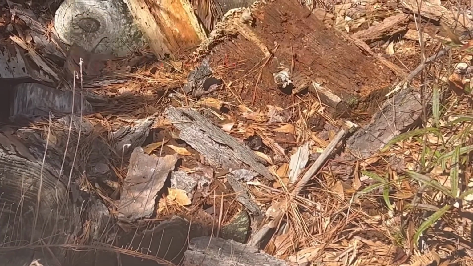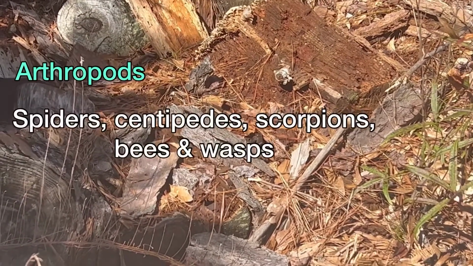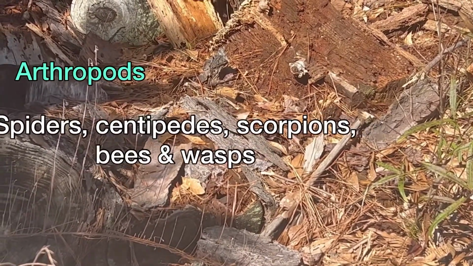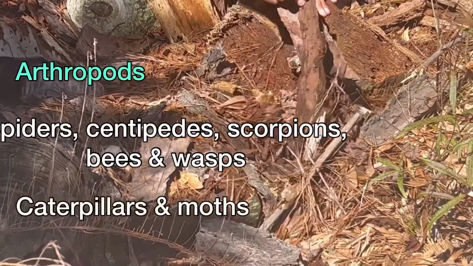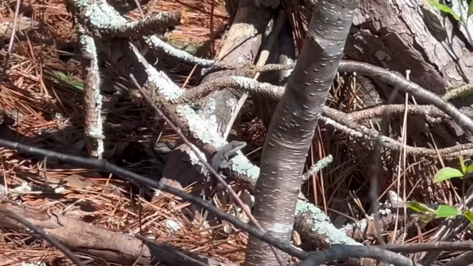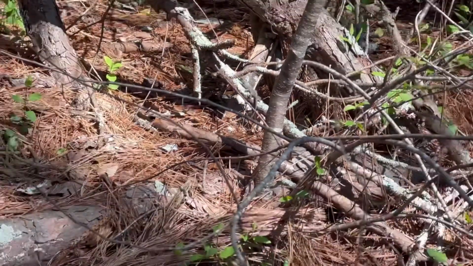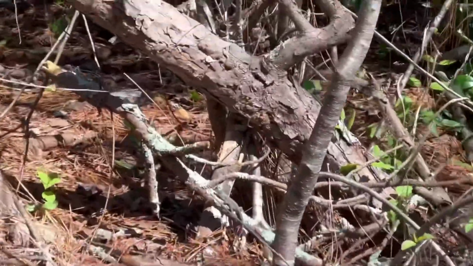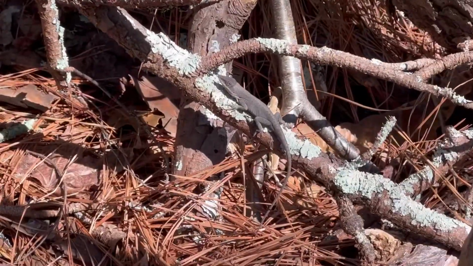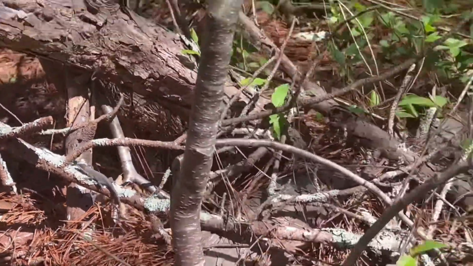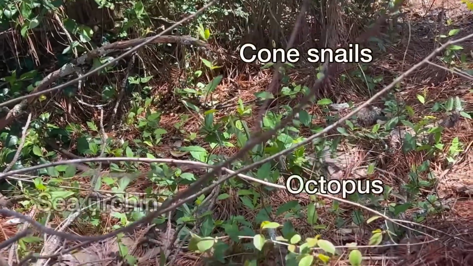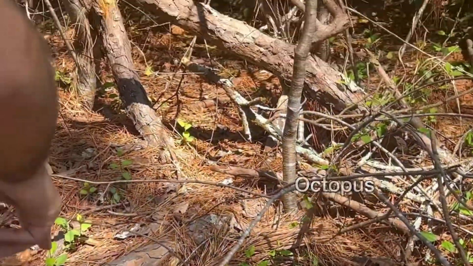These include arthropods such as spiders, centipedes, scorpions, bees, and wasps. There are even some venomous caterpillars and moths, some of which can be fatal to people. Insane! A little moth, fatal to people. Incredible. Now there's other venomous invertebrates as well, such as jellyfish, sea urchins, cone snails, octopus, many more.